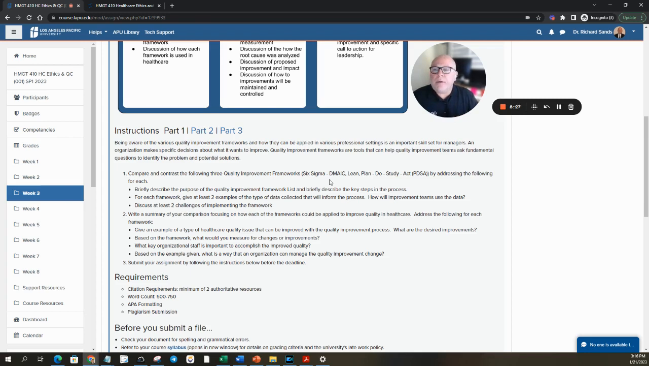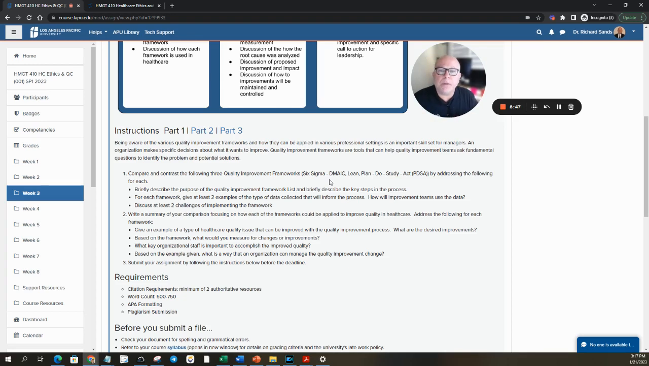By addressing the following for each, briefly describe the purpose of the quality improvement framework. So what is the purpose? What do you use DMAIC for? What do you use Lean for?